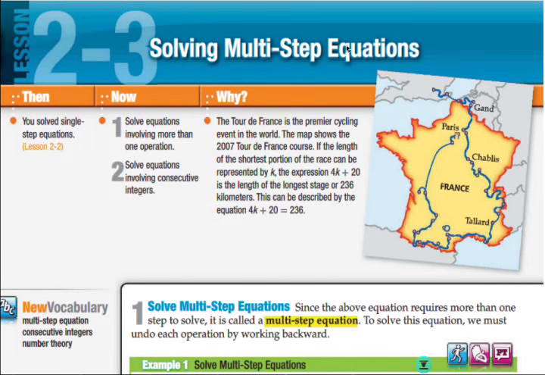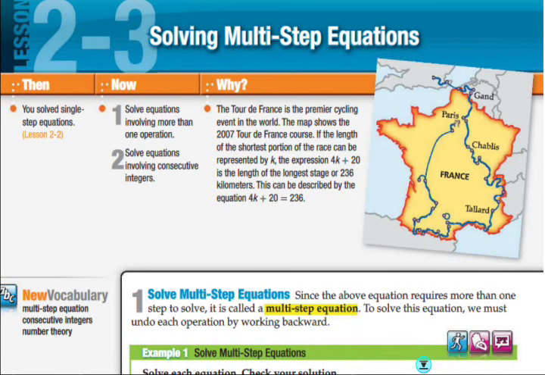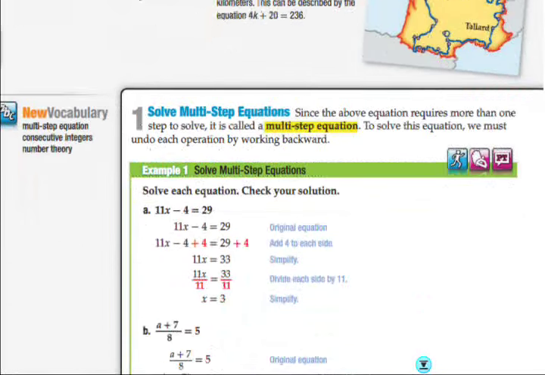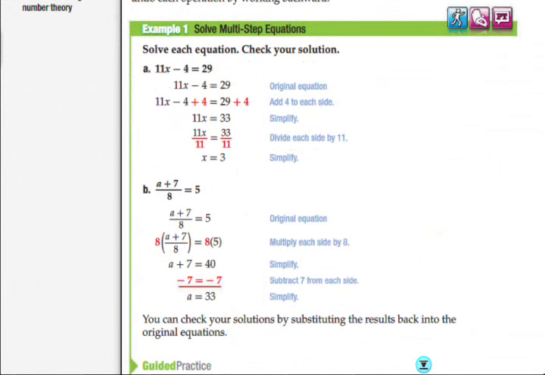Okay, so multi-step equations, very self-explanatory here. Multi-step equations are equations that require more than one step to solve. So they're just slightly more complicated, and as we go, we'll look at more and more complicated versions of it. So here, if you look at the example, instead of just having 11x equals a number, now we have 11x minus 4 equals a number.